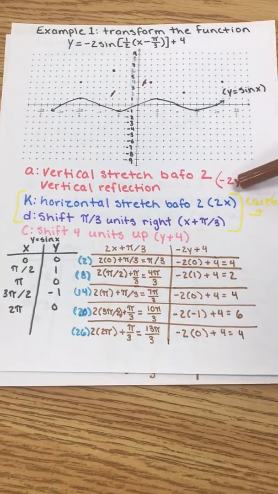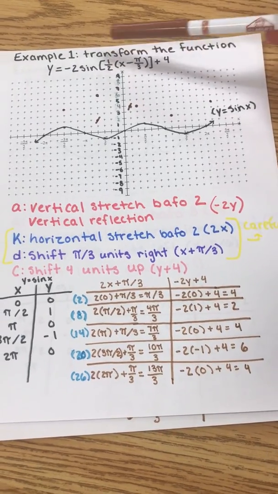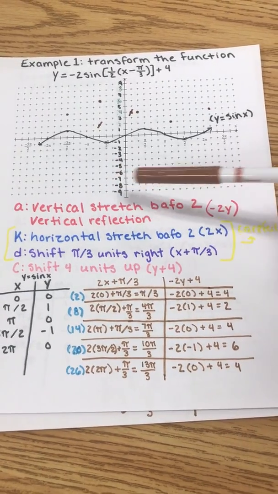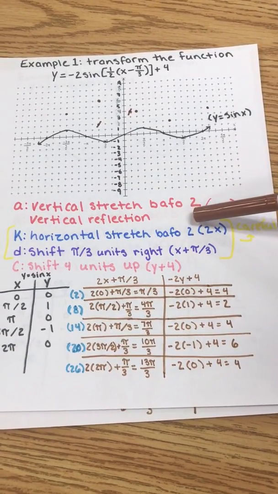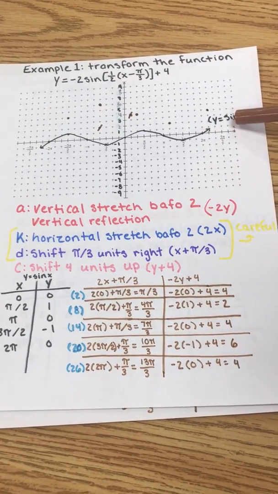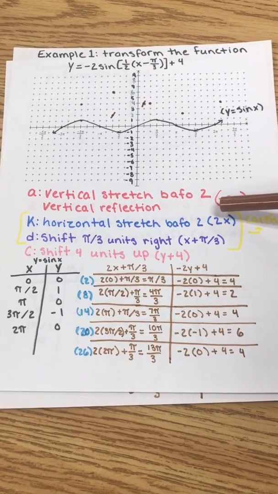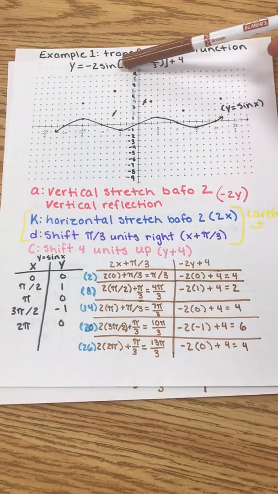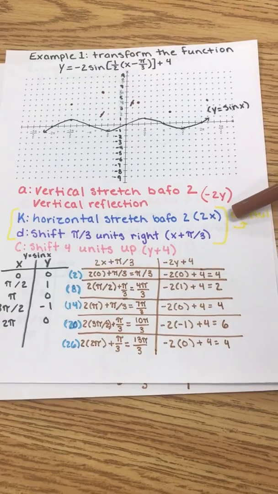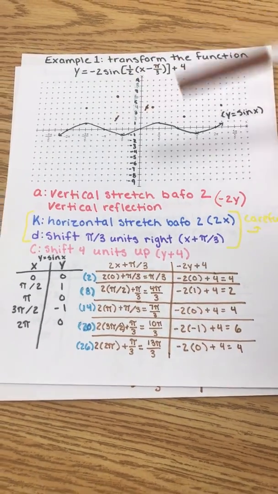Here's the first example. First we have this one, which is to transform this function right here. As you can see, there's a vertical stretch and a reflection. The stretch is by a factor of 2, and then there's a negative, so it's going to be reflected over the x-axis because it's vertical. Then there's the horizontal stretch by a factor of 2. You can see here it says 1 over 2, but you do the reciprocal of that, so it's a stretch and not a compression. If it was 2, it would be a 1 over 2 compression.